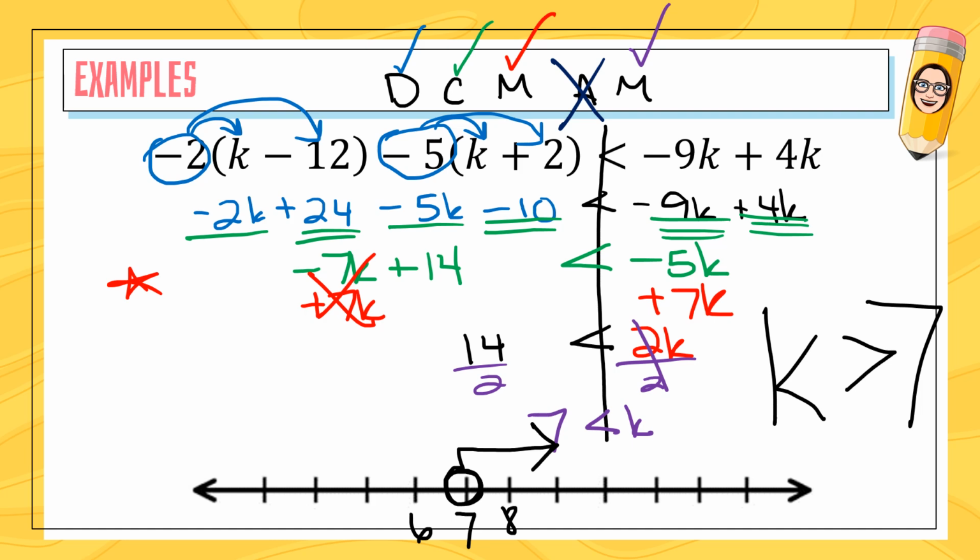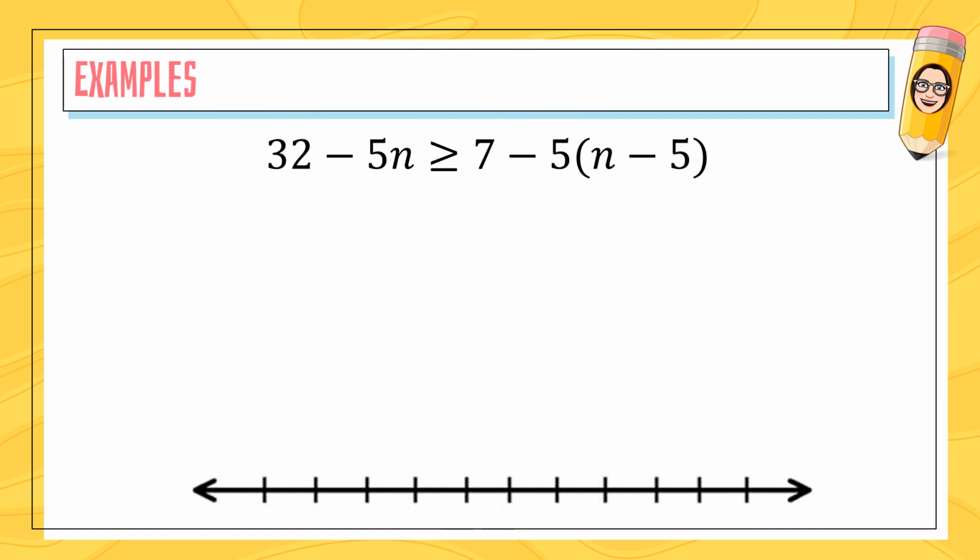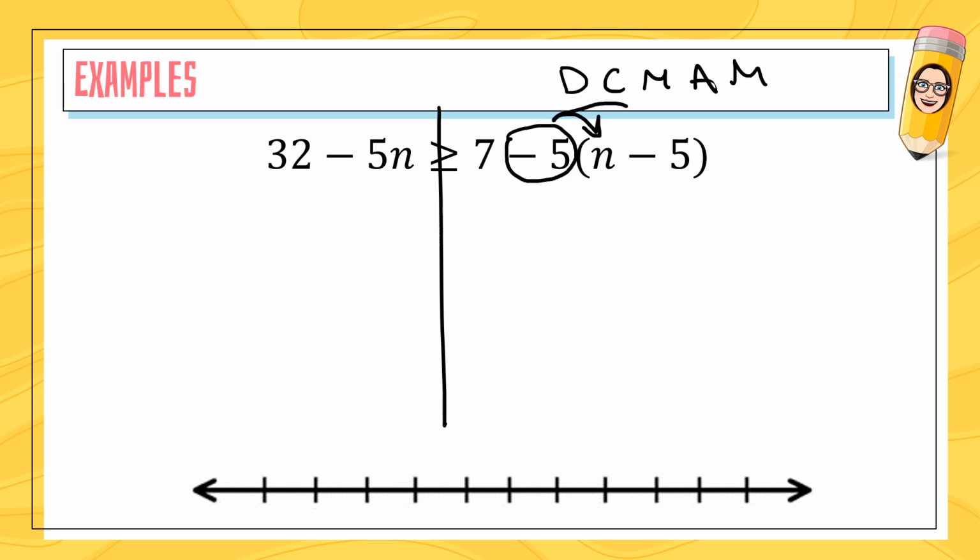All right, let's move on to the next one. Let's take a look at this next one here. Let's go through our steps. Step 1, distribute. You'll notice I'm having you distribute so many negatives, and the reason for that is it is so often missed. Students space out. That's a negative 5. We have distribution of a negative.